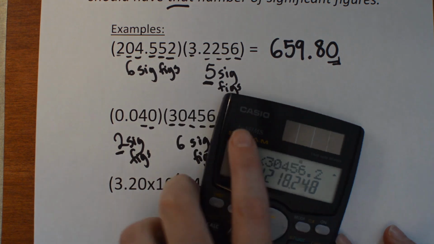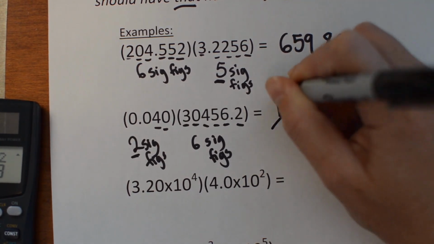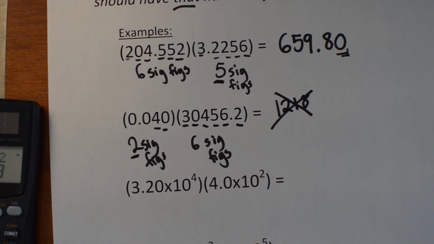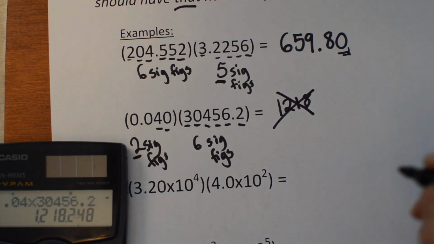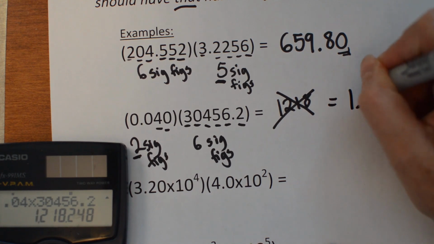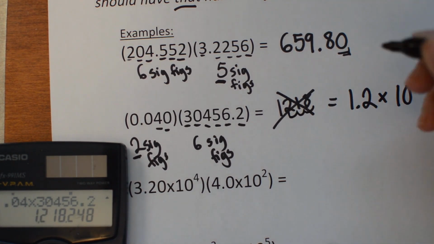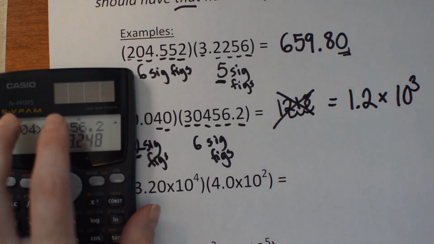1,218. So this is a problem. I can't write down 1,218. That would be wrong. That's because that number has 4 significant figures. But then how do I indicate my number while only keeping 2 sig figs? This is where I have to use scientific notation. So I have to write it as 1.2 times 10 to the, my decimal would slide 1, 2, 3 places, 10 to the 3. So that's why we reviewed scientific notation at the start.